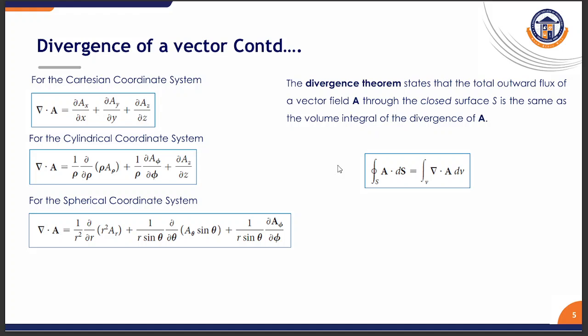For the spherical coordinate system, del dot A is equal to 1/r² ∂(r²Ar)/∂r plus 1/(r sinθ) ∂(Aθ sinθ)/∂θ.